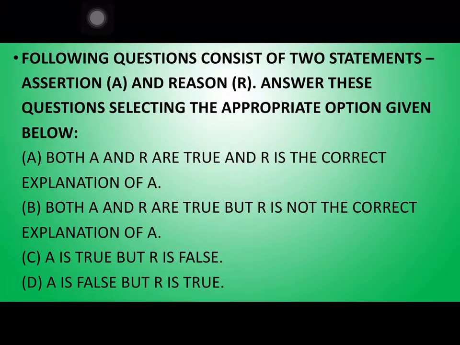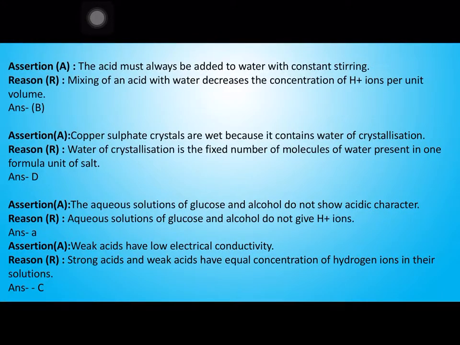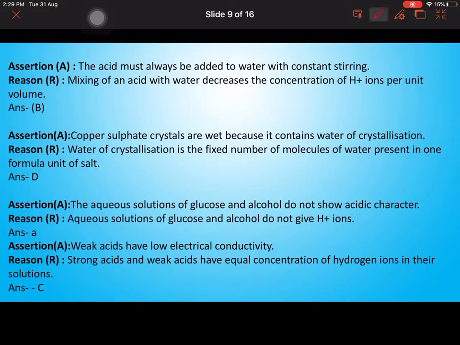Next are the assertion-reason questions, with A, B, C, D options. You must remember what A means and what B means. First question: the acid must always be added to water with constant stirring. Mixing of acid with water decreases the concentration of ions per unit volume. Both the statements are correct, but R is not the correct explanation, that's why B.